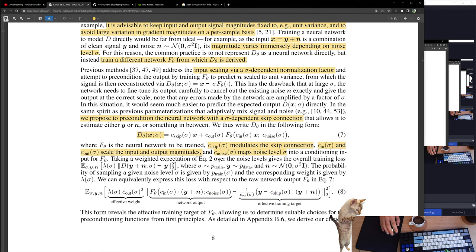Taking a weighted expectation of equation 2 over the noise level gives the overall training loss. Okay, so there's some weight here that is also dependent on sigma.